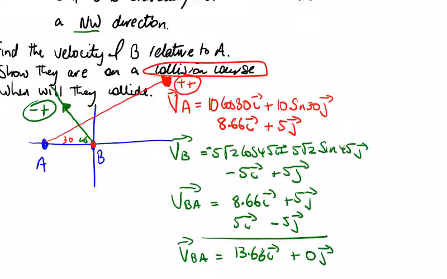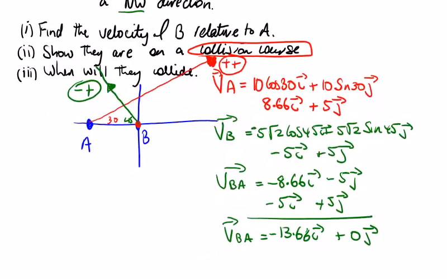Just written down the wrong way. That's A on top, so it's going to be, change the signs around, minus this one, plus this one, minus this one, and minus this one. So it's minus 13.66.